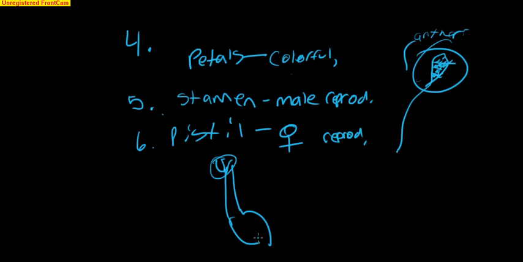Now, that's the first part of the video out of the way. We have three main, I don't know what to call them, reproductive cycles, I suppose we can call them. And the first one is pollination.